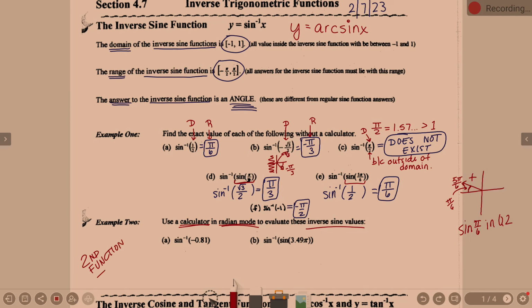I didn't bother to put my calculator on the screen. I don't feel like I need to. Sine inverse of negative 0.81, what are you getting? Negative 0.944. Does everyone agree? Did you get your calculator to produce the same answer? Yes.